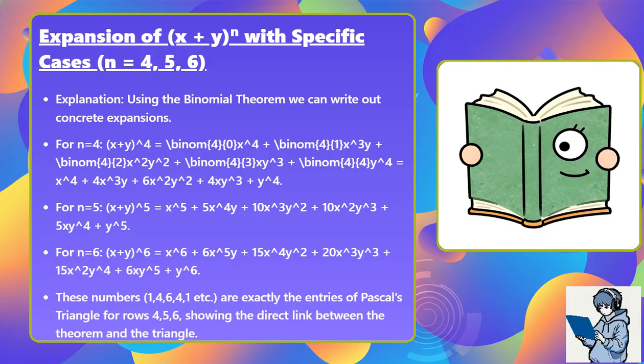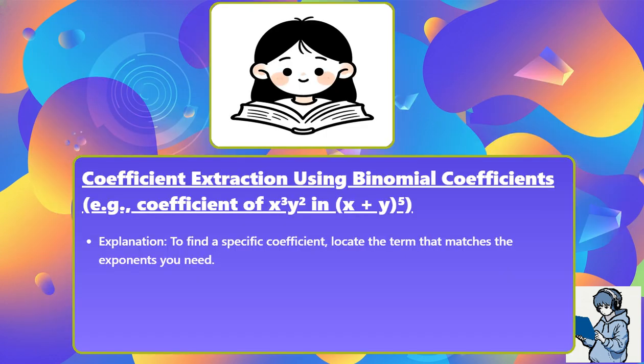These numbers, 1, 4, 6, 4, 1, etc., are exactly the entries of Pascal's triangle for rows 4, 5, 6, showing the direct link between the theorem and the triangle. Explanation: to find a specific coefficient, locate the term that matches the exponents you need.